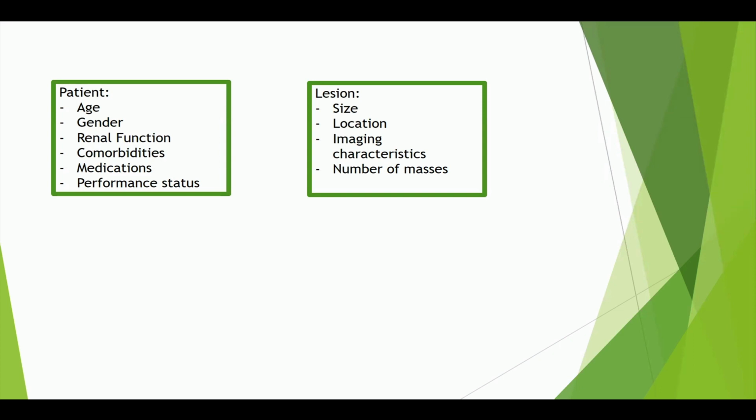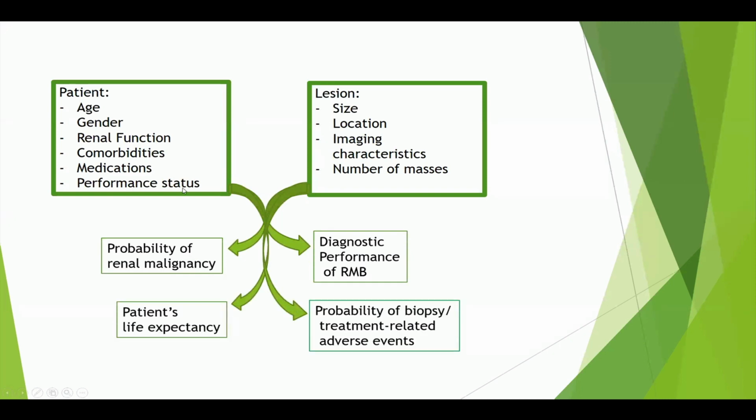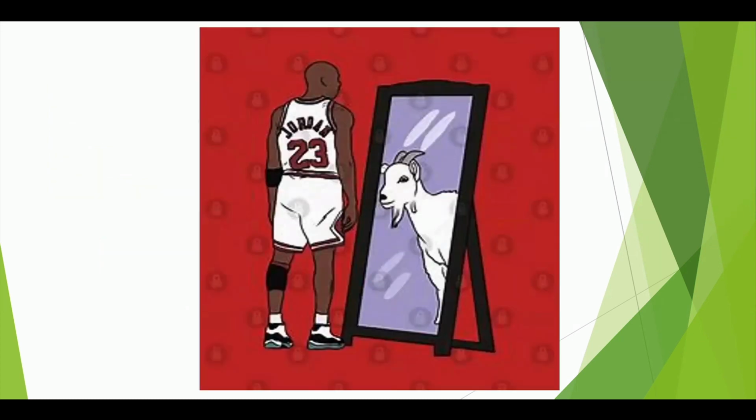Now, several factors need to be considered during patient consultation for a small renal mass, including individual patient considerations and lesion characteristics. These factors are associated with the probability of renal malignancy, their life expectancy, the diagnostic performance of renal mass biopsy, and the probability of biopsy or treatment-related events. And so, although patient selection is a key component in minimizing adverse events, as urologists, we also have to look in the mirror to reflect on our own skills, our experiences, and biases as surgeons in treating these patients. We all understand that our interventions can cause morbidity and mortality, and only through self-reflection will we be able to adequately counsel our patients regarding what are the true risks and benefits of treatment options.